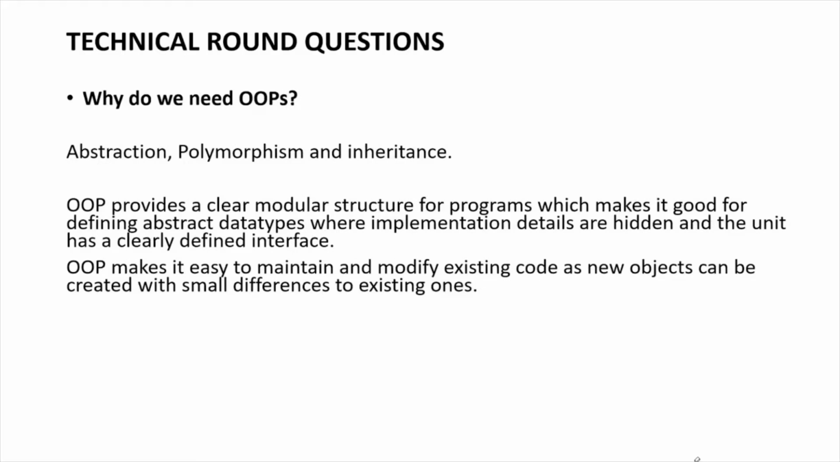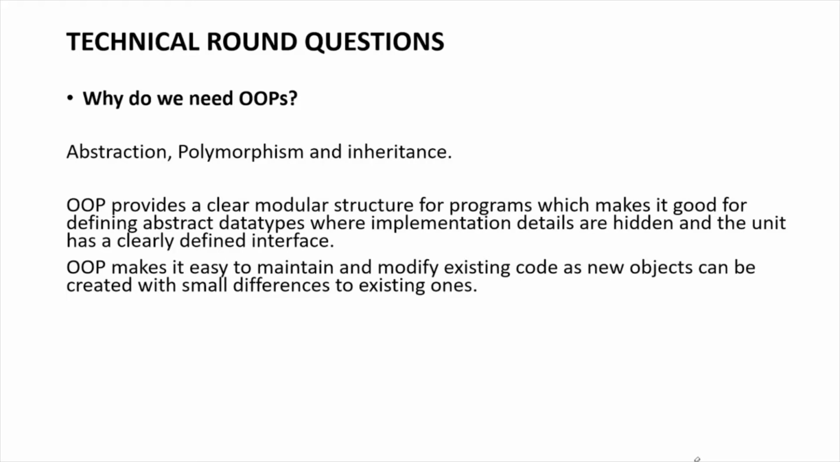So the next question is why do we need OOPS? OOPS stands for Object Oriented Programming Structure. The main reason for using OOPS is because it provides functionalities like abstraction, polymorphism, and inheritance. To know more in detail, you can read about what each of these terms means. And this is just a basic answer for the question why do we need OOPS.